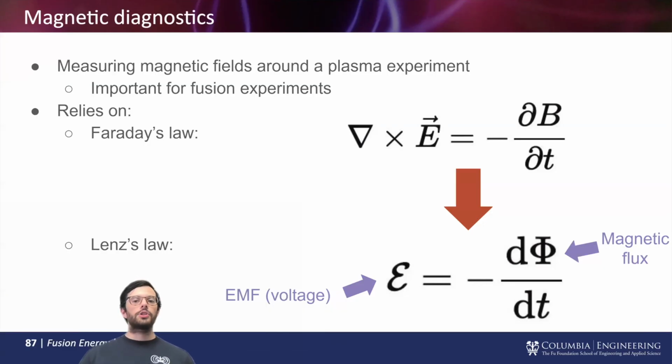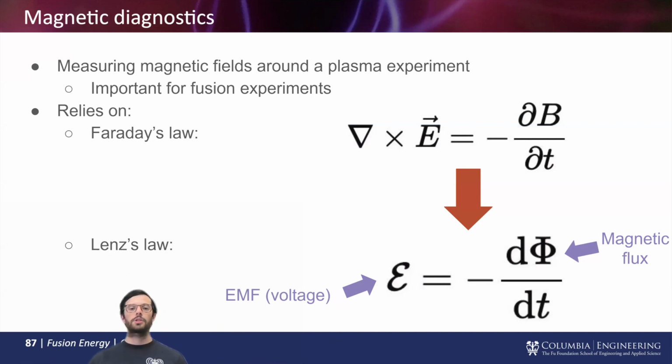Okay, so this is all using the concept of Faraday's law and Lenz's law. Faraday's law is basically when you have a changing magnetic field in time, it produces a curving electric field.